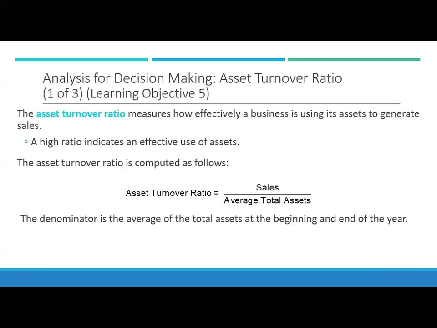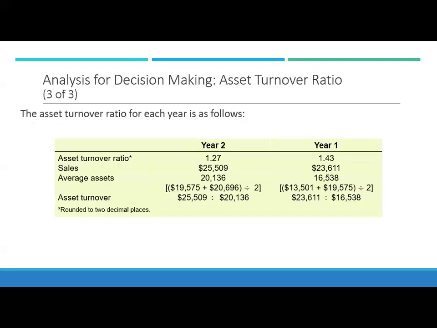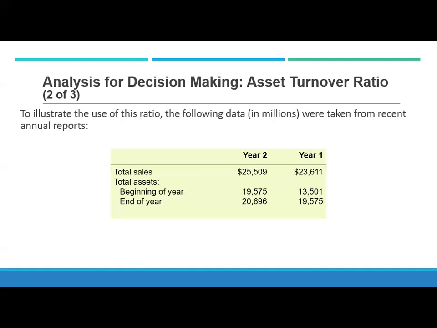And what we're looking at this week is the asset turnover ratio. That's calculated as sales divided by average total assets. And we get a number, which is how many times did our total assets turn over during the period. We get our average total assets by taking the beginning of year assets plus the end of year assets divided by 2.